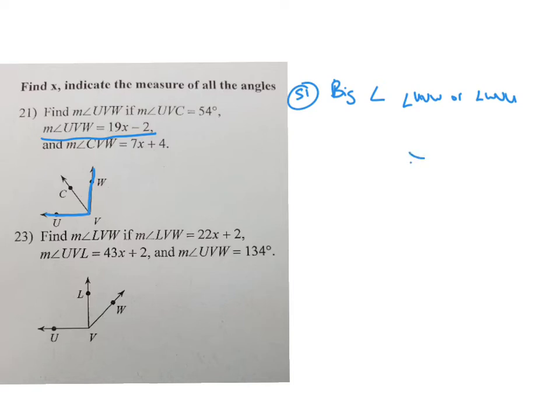Remember, I find the big angle. I put that on by itself on the other side. So now I'm going to do an orange angle. This orange part is UVC. So UVC is 54. So I put 54 on the left side. Now I have to find this purple part, CVW or WVC. It is 7x plus 4.